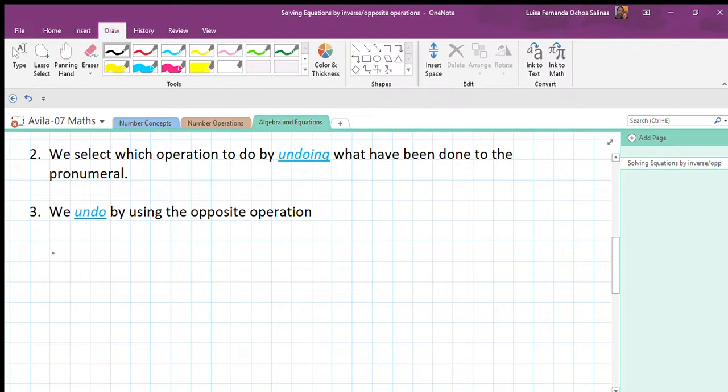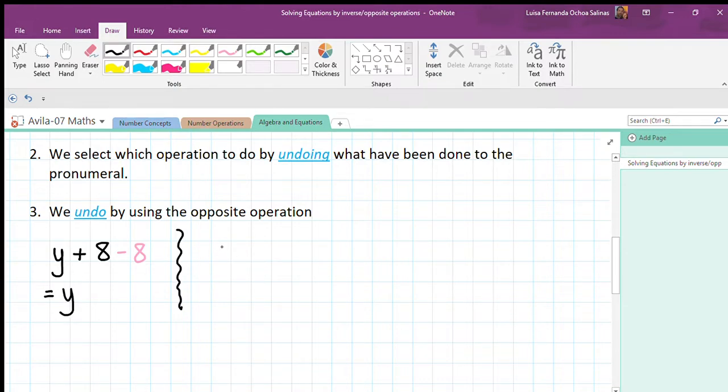Okay, so let's say that now I have a polynomial that is called y. And I say y plus 8. So I'm saying we select which operations to do by undoing what has been done to the pronumeral. So let's see. The pronumeral is y. What have I done here in this expression? I added 8. How can I undo this? By doing the opposite operation. What is the opposite operation of adding 8? So I'm sure you're saying take away 8. Exactly. So if I take away 8, what happens? I leave y alone.